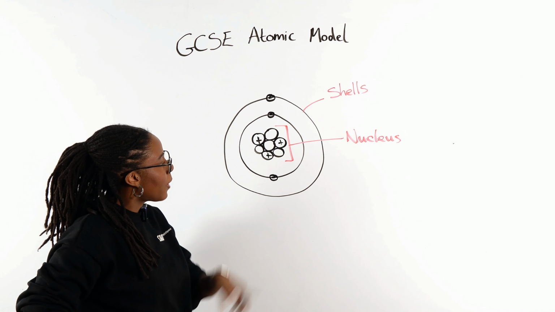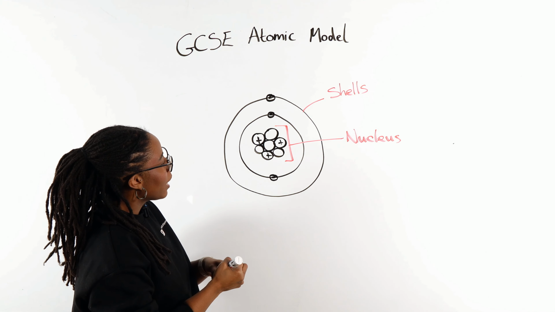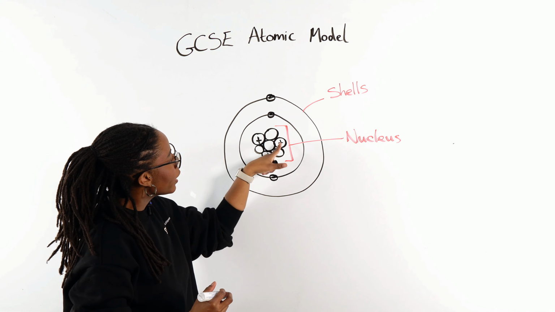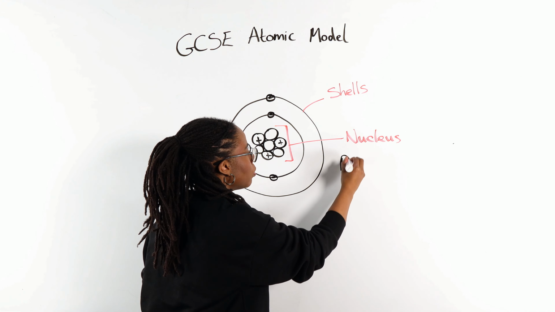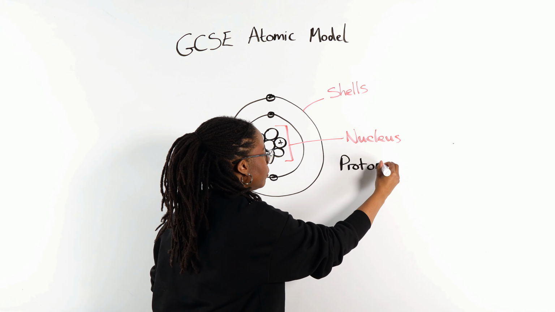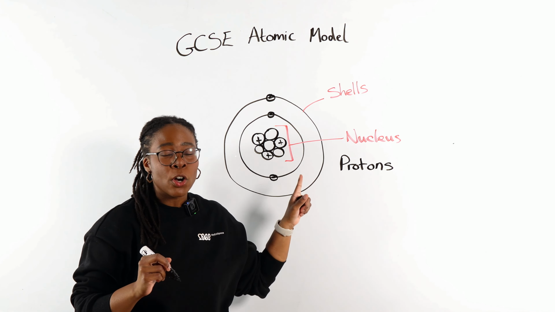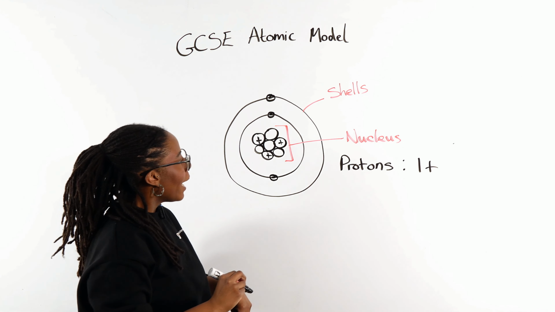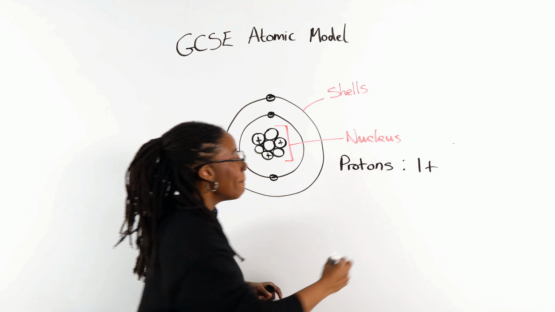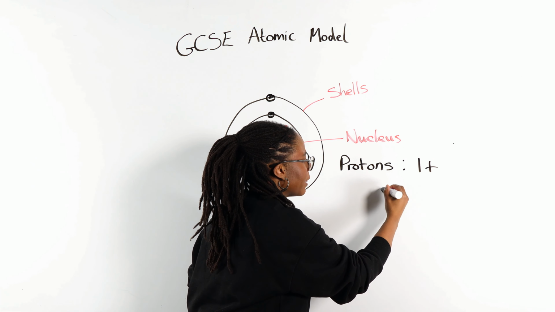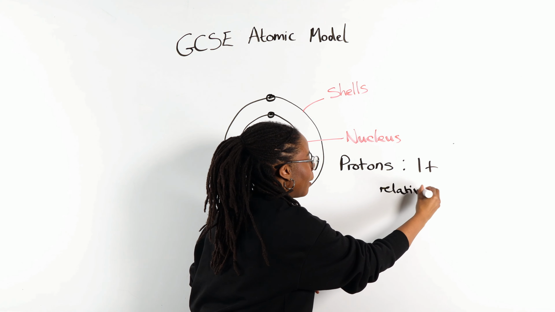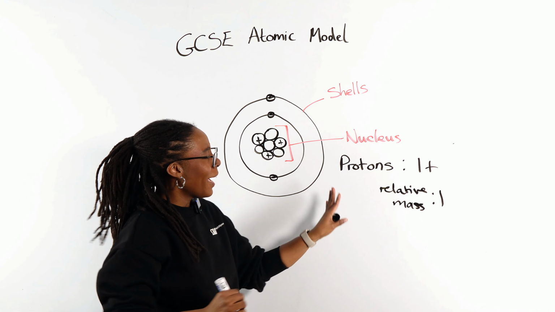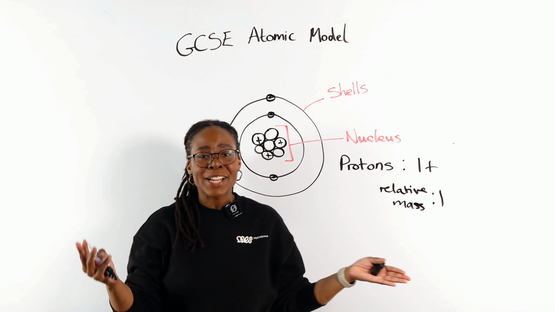So let's start with the nucleus first, so the middle of the atom. You'll see that I've got two different types of particles identified. So we've got the ones with the positive charge. So those are called the protons. Okay, again, protons have got a charge of +1 or 1+. And we also say that they have a relative mass of 1, okay?